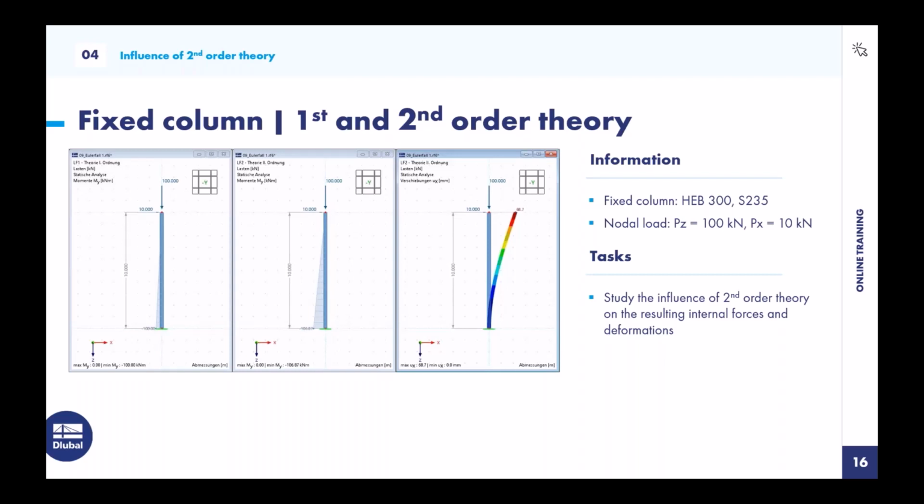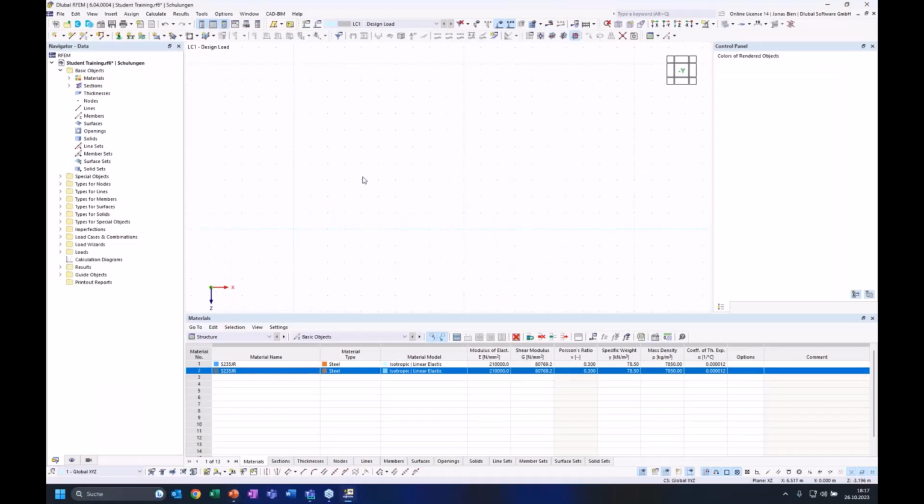So I just want to show you how we can take such effects, so a second order theory or the P-delta effects, into account in our program. It's quite easy, and we want to see on a simple example what influence this has. So now we want to model a simple column that is fixed on its end and loaded with a compressive vertical force and a transversal force, and we want to see how the results are affected when we switch from the first order to second order theory, and how we can do that.